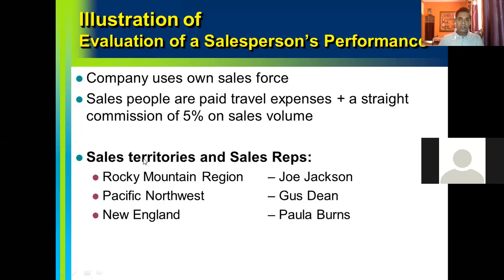The company has three sales reps, and each sales rep is allocated to a sales territory. The company also has three sales territories. The first sales territory is the Rocky Mountain region, where Joe Jackson is allocated. In the Pacific Northwest, the second territory, Gus Dean is allocated. The third sales territory is New England, and Paula Burns is allocated to it.